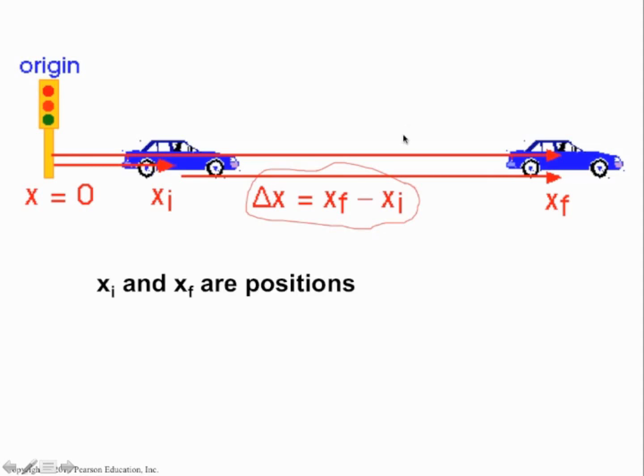So to clarify, xi and xf are positions. They are positions. But delta x is the displacement. The displacement is the difference in position.